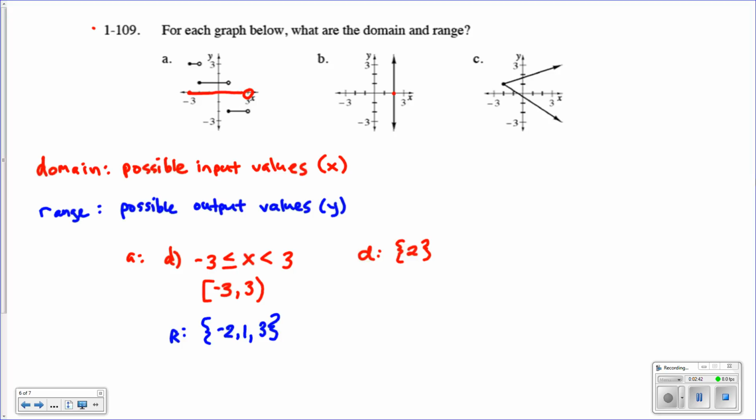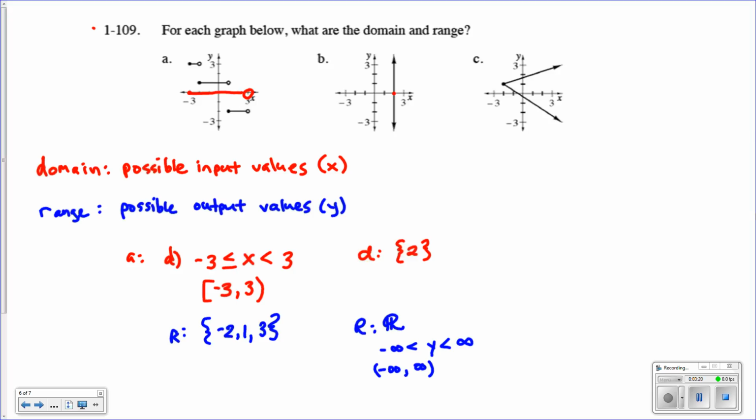For range, well, we're starting here. If we go at 0 and go straight up, it's never going to end. And if we go straight down, it's never going to end. What this ends up being here is all real numbers. You can use the fancy all real number sign. You can use the inequality, which would be -infinity is less than y, which is less than +infinity. Or you can use the interval notation, which is going to be -infinity, comma, +infinity, and then parentheses around it.